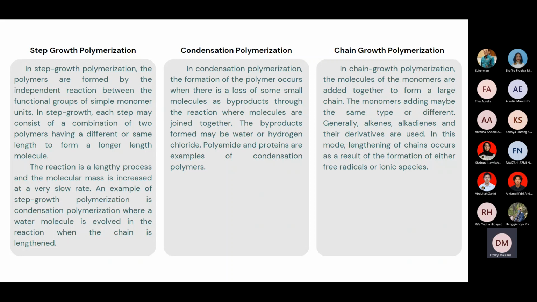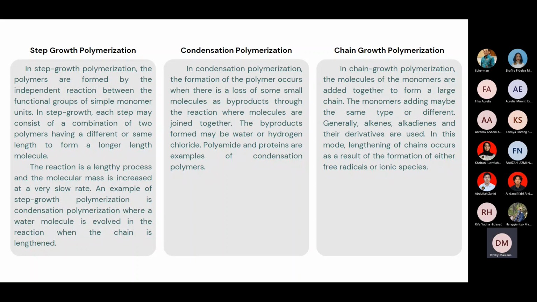As for the condensation polymerization, the formation of the polymer occurs where there is a loss of some small molecules as byproducts through the reaction where molecules are joined together. The byproducts formed may be water or hydrogen chloride. Polyamide and proteins are examples of condensation polymers.